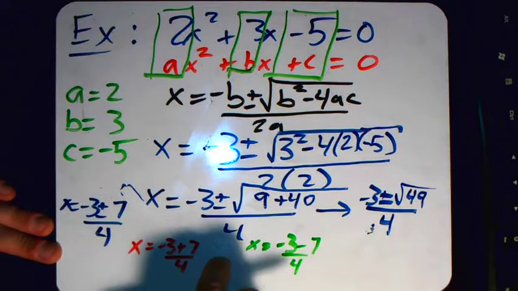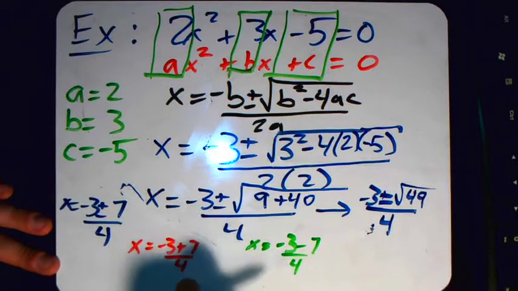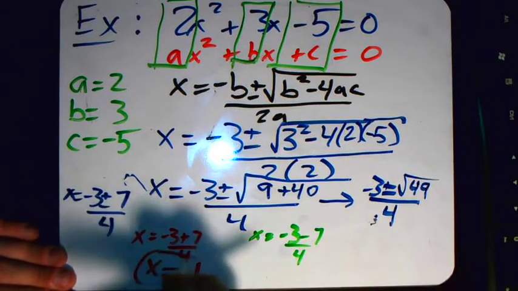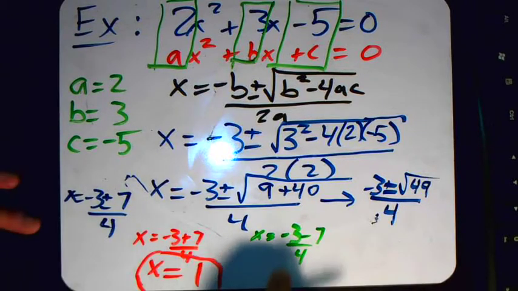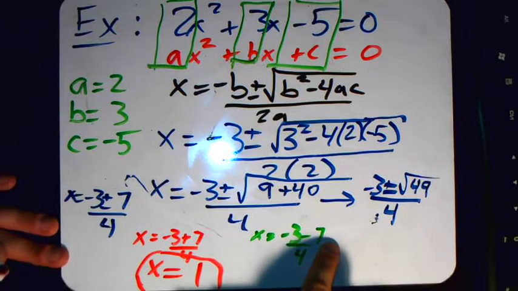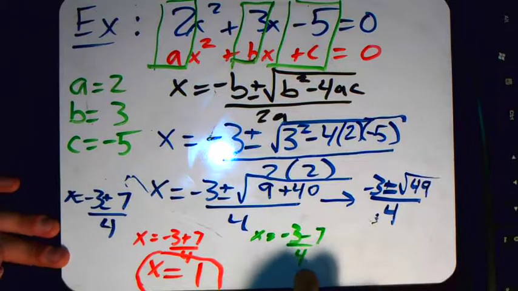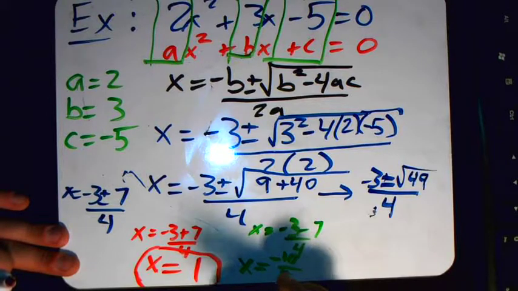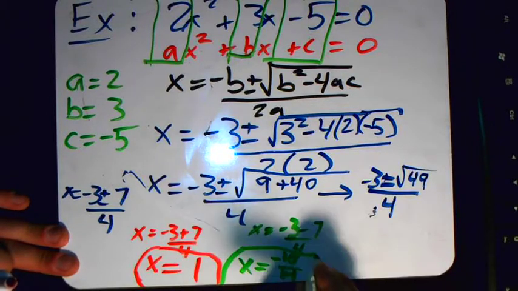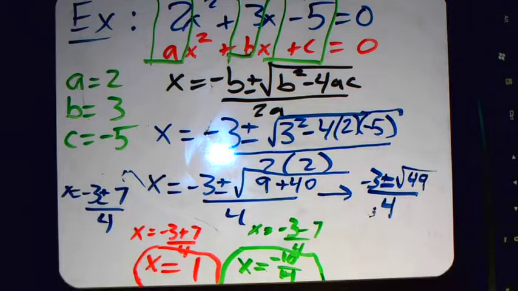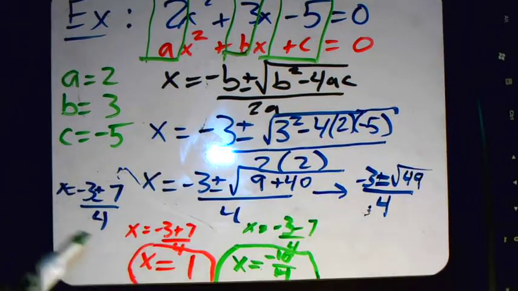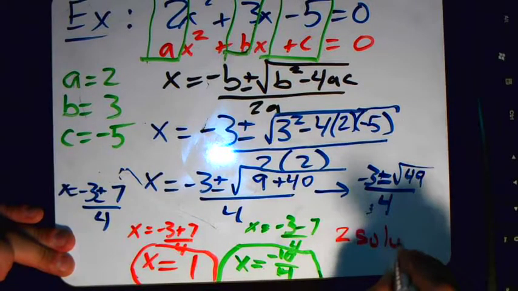Negative 3 plus 7 becomes a positive 4, and 4 divided by 4 is equal to 1. So one of my solutions is x equals 1. The other solution we get from negative 3 minus 7 to get negative 10 divided by 4. And this is my other solution. So just like with completing the square, and just like with factoring, in most cases we get two solutions.